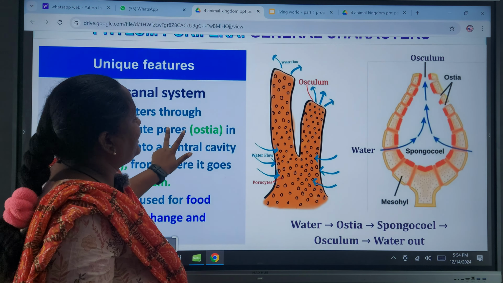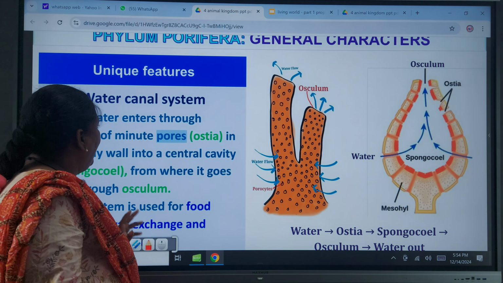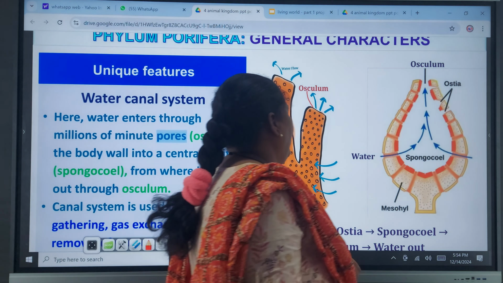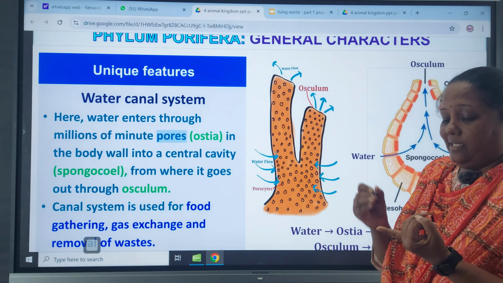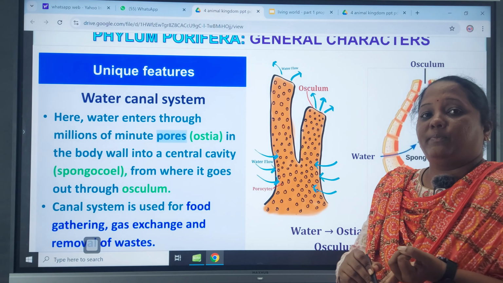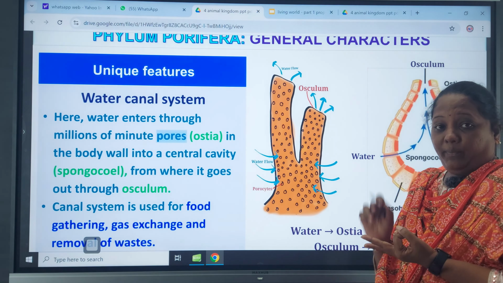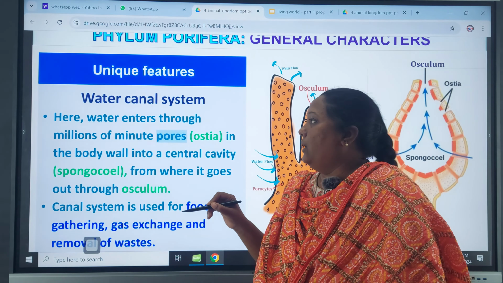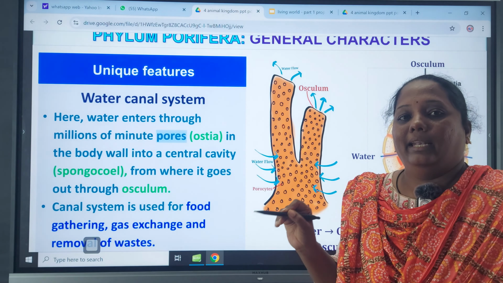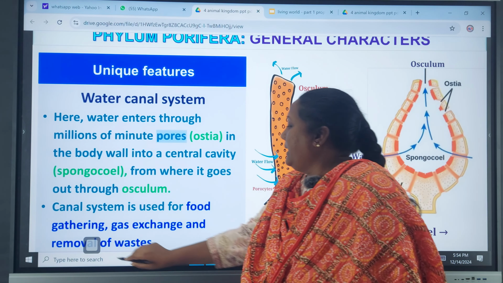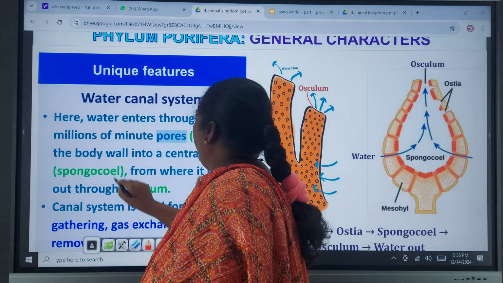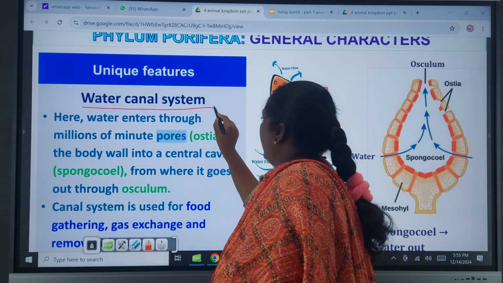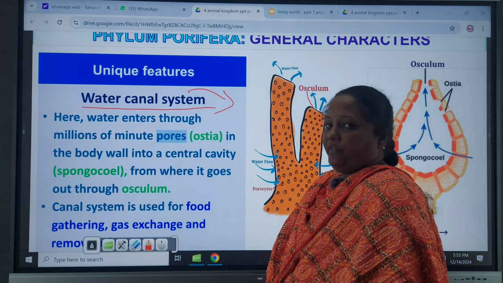Okay, let's see some unique characters of the porifera. Here, you may have doubts about why the circulatory system is absent, why the respiratory system is absent, and how reproduction takes place. To clear all these doubts, you have to know the water canal system. The water canal system is the most important feature. Through this water canal system, it leads life.